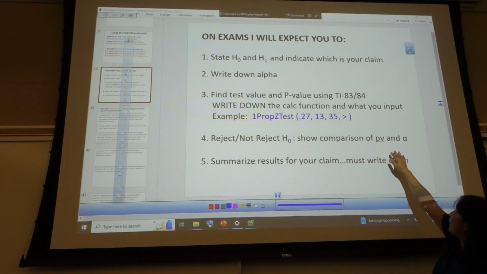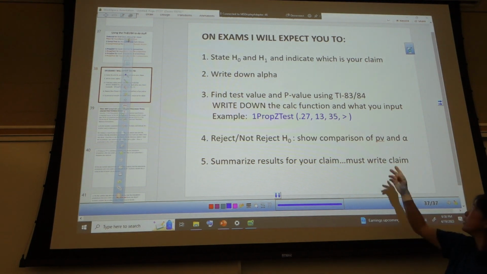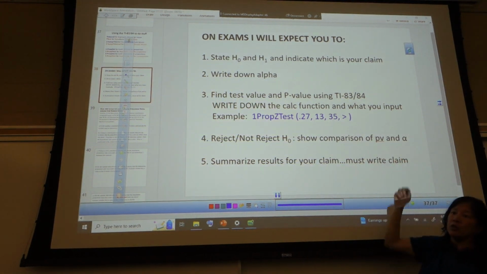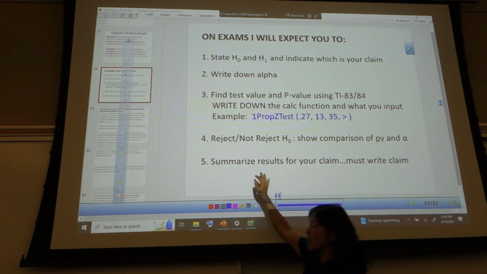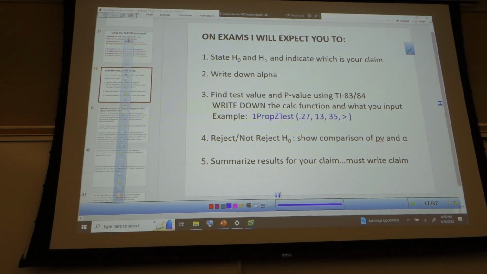And then show a comparison of your p-value and your alpha. This is the justification of why you rejected or didn't reject. And then last, summarize the results for your claim and make sure you say what your claim is in there. You must state your claim.